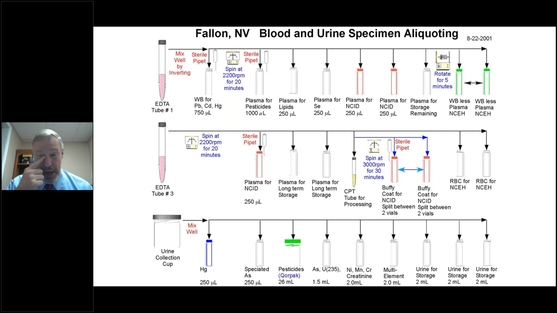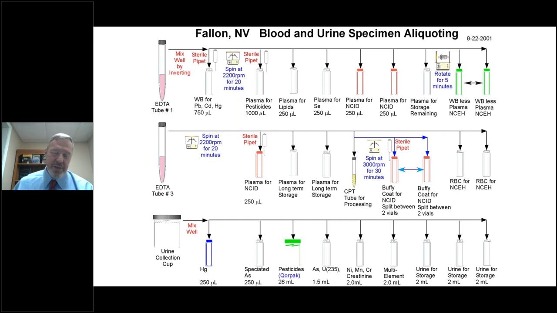So you have to really think about how you're planning your investigation and what analytes and how much is the minimum amount you need. If you notice, most of those aliquots are in the microliter range. So you really have to think about what you need to analyze, how much you need to analyze, and what is the order in which you analyze.